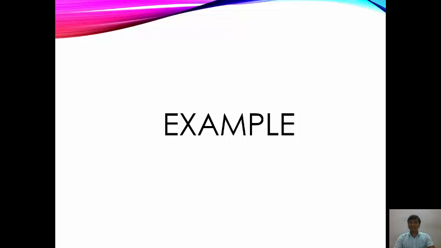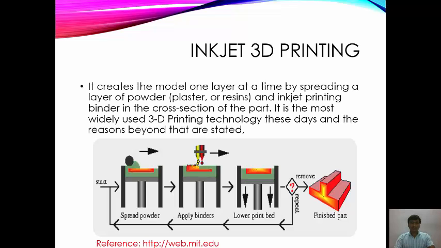Now you will see in a simple example how rapid prototyping is done. First, we will take an example of inkjet 3D printing. It creates the model one layer at a time by spreading a layer of powder, as shown in the diagram, and an inkjet printing binder binds the cross section of our required shape. Then the lower print bed moves downwards to make space for the next layer, and again powder is spread there and the binder is applied, and thus the finished product is obtained.